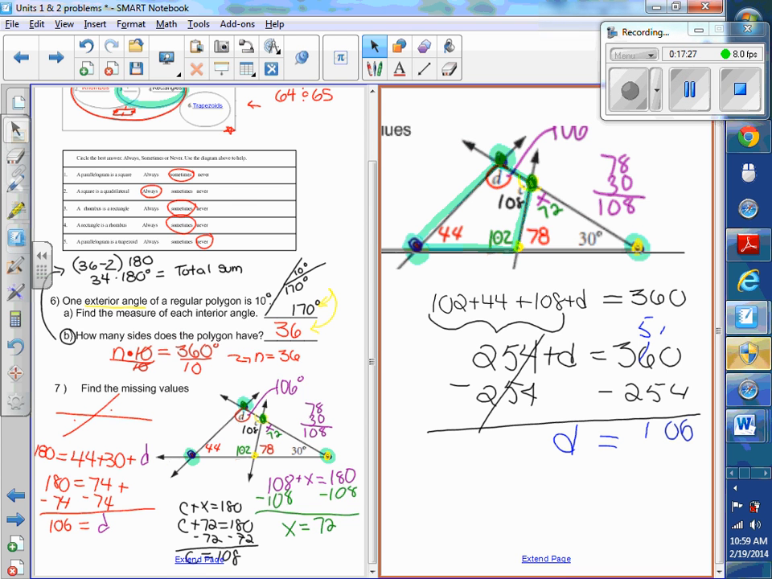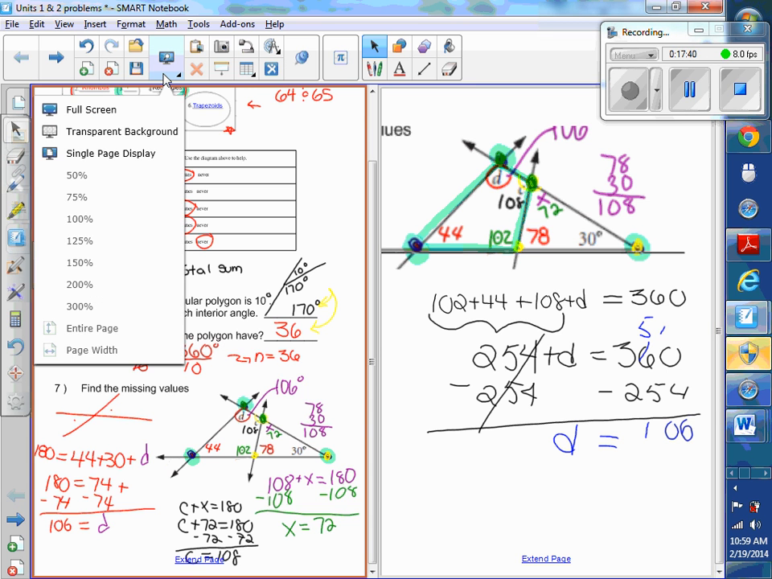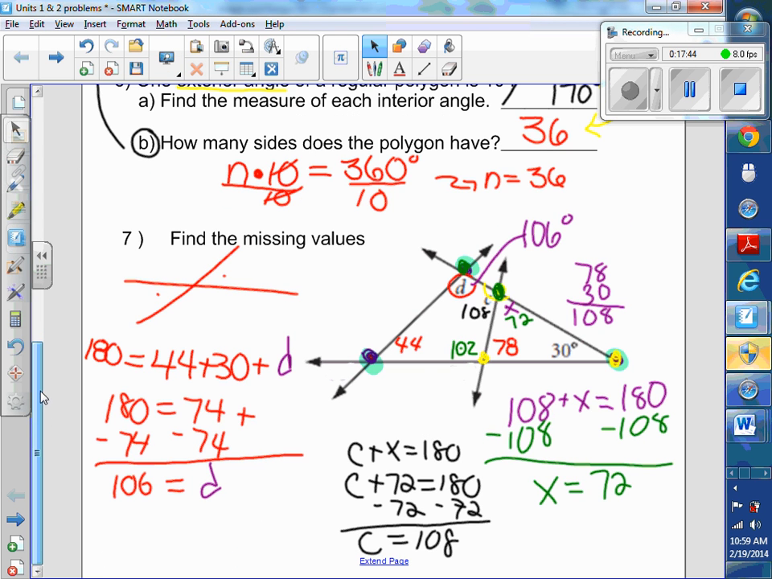Can't you subtract the 44 from 180? Yes, with the 30. That's what I did first. So the question is, did I have to do all that work? And no. I was trying to help Caroline find her mistake. I did 44 and 30 together right here, and I subtracted them from that 180 to get the missing value D of 106. That was the quicker way.